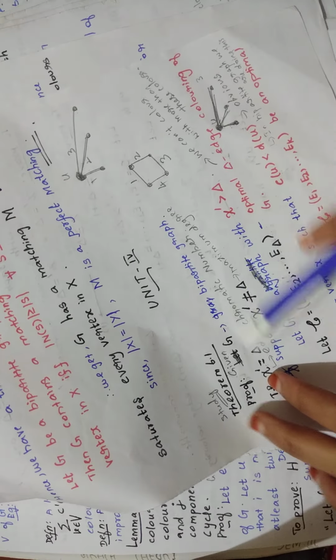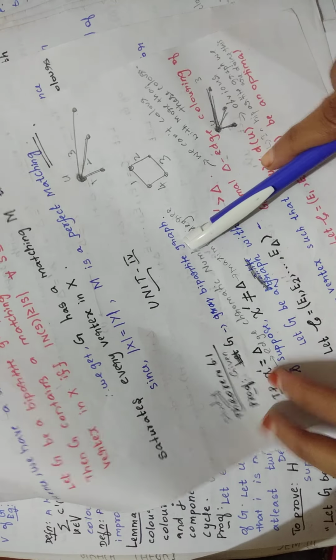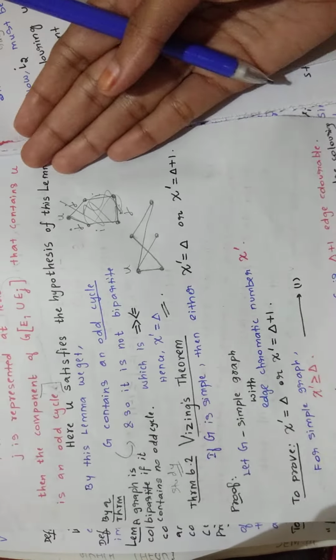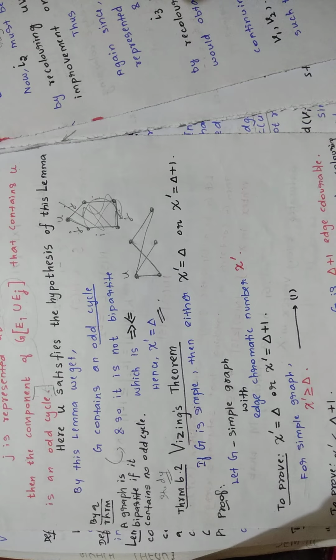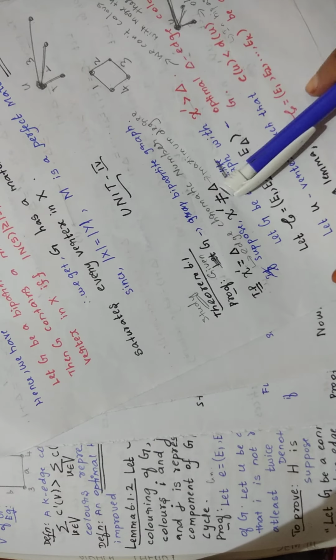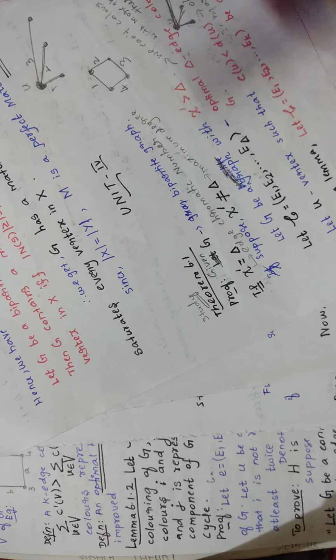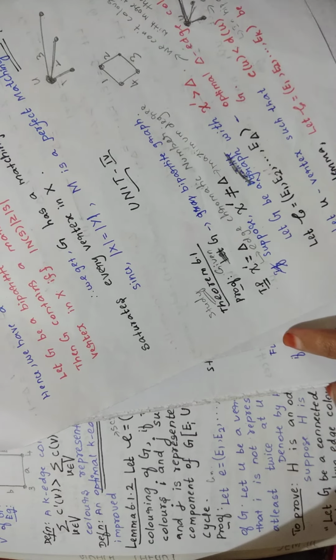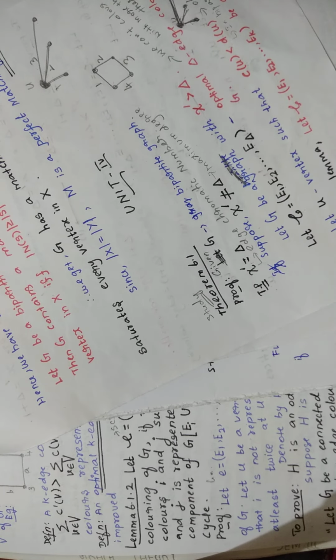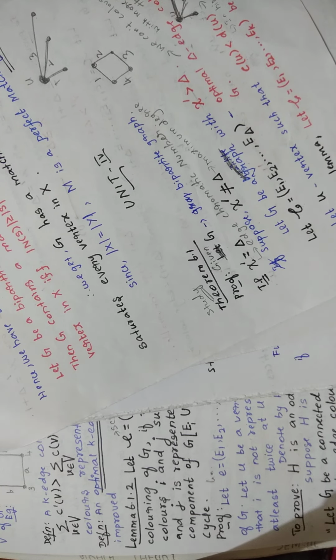Is that possible? In the first line you took G as a bipartite graph, but now you are getting G is not bipartite. Is that possible? You are getting a contradiction. So your assumption chi dash not equal to delta is wrong. So we get chi dash is equal to delta at the end. Thanks for listening.